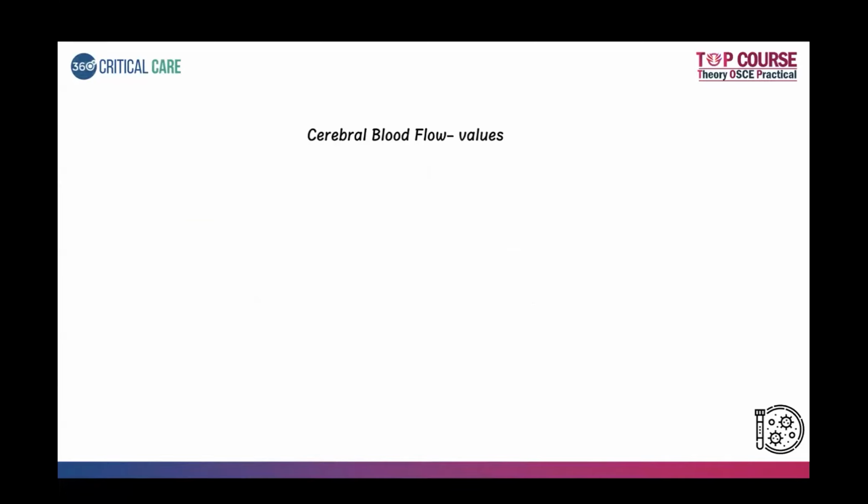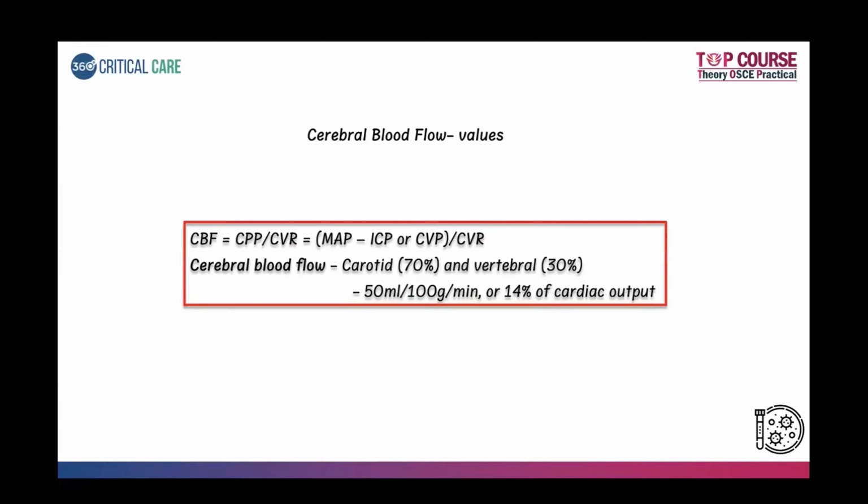So cerebral blood flow values, again, we talked about that already. Carotid 70%, vertebral arteries 30%, and overall it's 15% of the cardiac output. The determinants of cerebral blood flow are cerebral perfusion pressure, CPP, and cerebral vascular resistance. CPP is the difference between the mean arterial pressure and the ICP or the CVP, whichever is greater, divided by the cerebral vascular resistance. As you can see in this formula itself, you can tell the factors that determine cerebral blood flow. The most important thing to answer this question is to remember this formula.